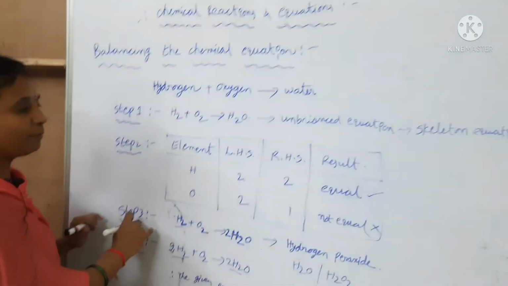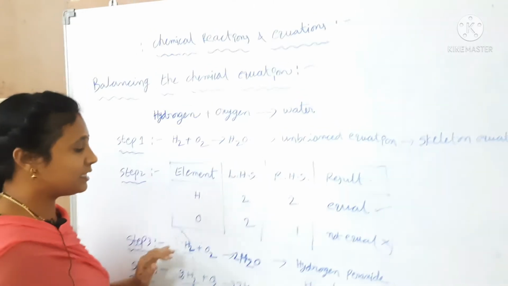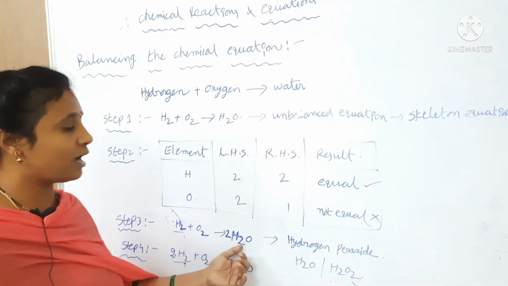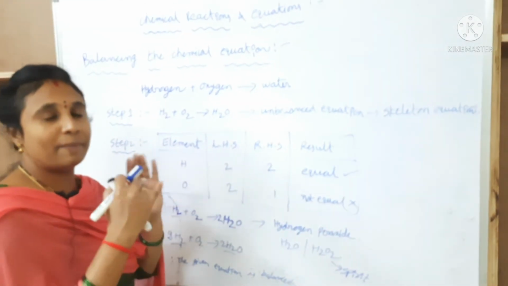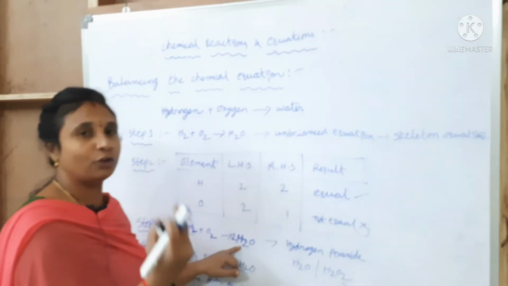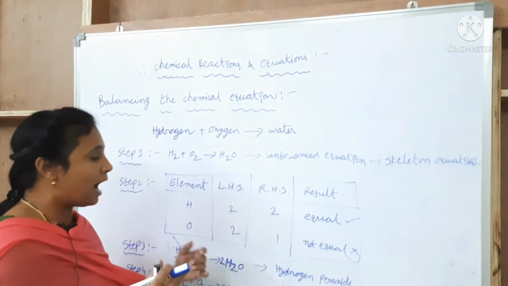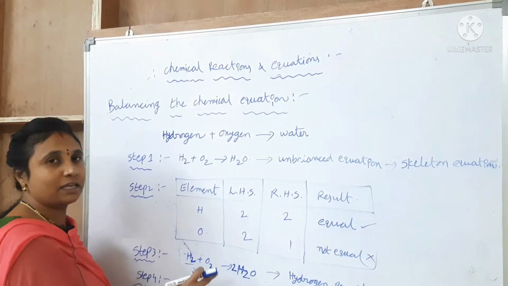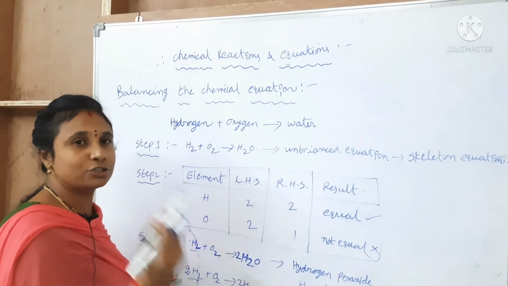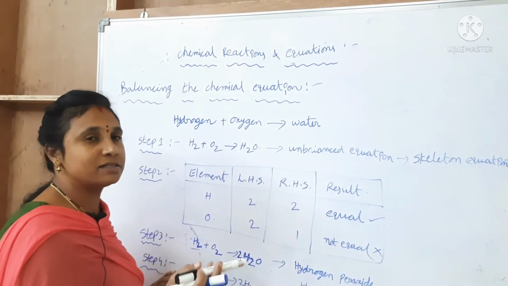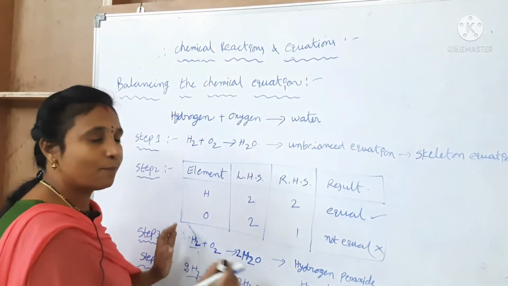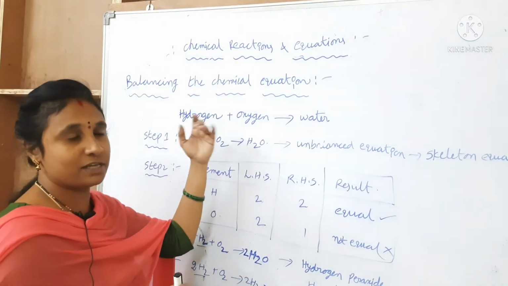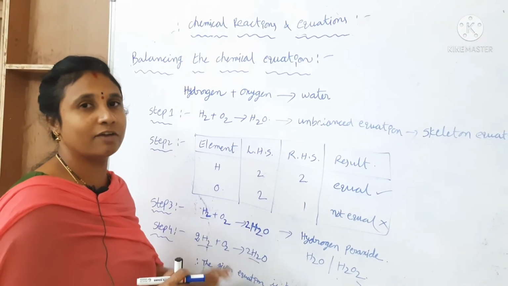Next, in step 3 you have to balance the given equation by using the largest complex compound. What is the largest one? From that side you have to balance the given equation. After that, in step 4 you have to check whether the given equation is balanced. If the given equation is balanced, you have to stop. If the given equation is not balanced, then you have to balance both sides of the equation. This is about balancing the chemical equation. These steps are used for balancing the given equation.